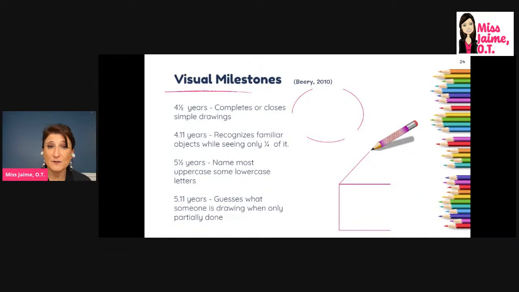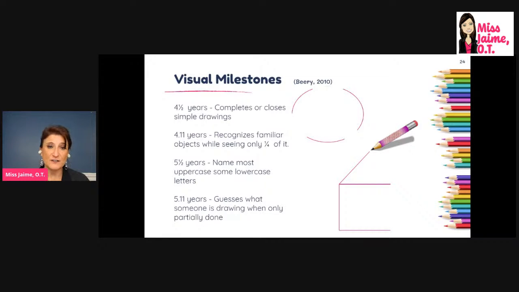So at 4.5 years old, our children should be able to complete or close a simple drawing. So I put this circle up here. If they see a circle, they could say, oh, that's a circle, and they could close it. By 4 years, 11 months, they could recognize a familiar object while only seeing a piece of it. An example of that would be a piece of a puzzle that might be hiding underneath a rug, and they understand that that puzzle piece is probably a cow because they see the spots or something like that.